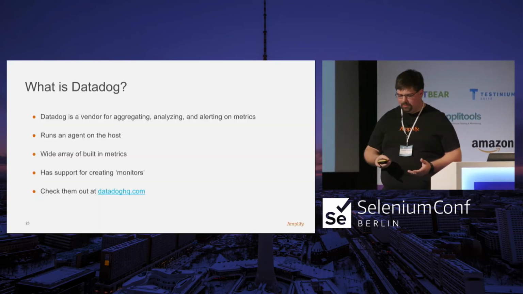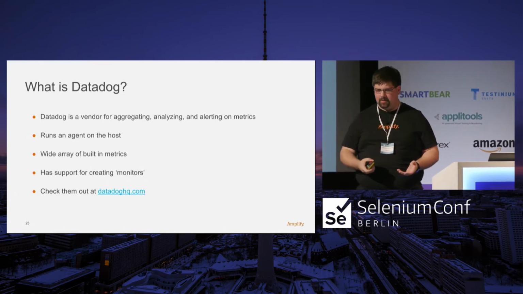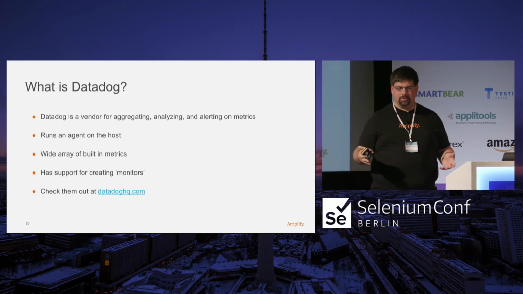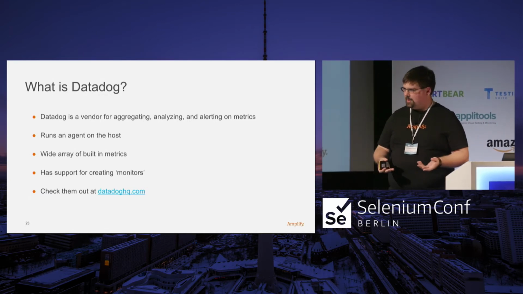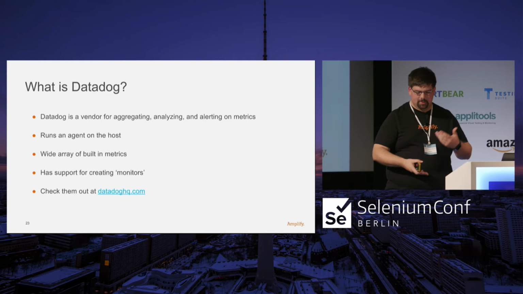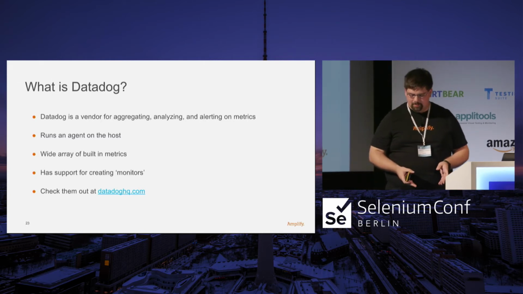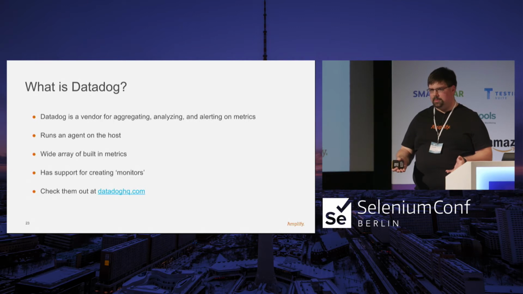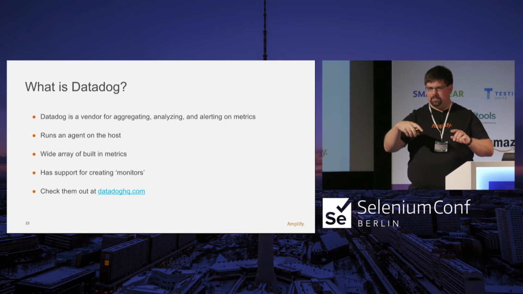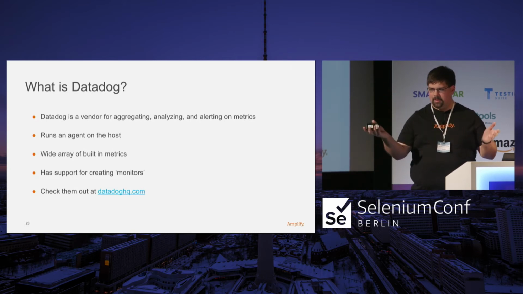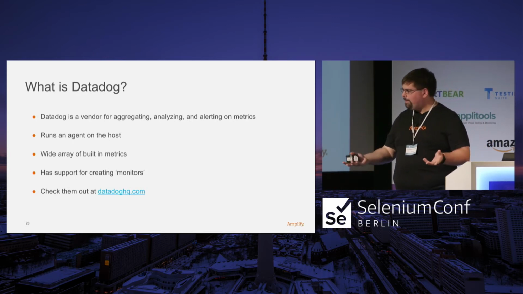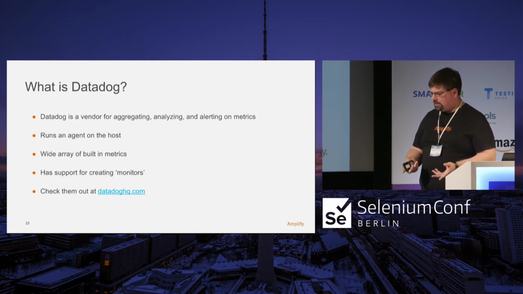So for Datadog, Datadog is a vendor for aggregating and analyzing metrics. Basically, the way they work for most people is they have a little agent you install on your instance. It supports just about every OS I've ever heard of. It has a tremendous amount of built-in metrics: CPU, disk, memory, all that fun stuff. They also have support for creating monitors. So what you can do is have a little query that says, if this metric meets this criteria, it's beyond 50% CPU usage, something like that, you can get alerts. You can get a webhook integration, you can get an email, you can get Slack, whatever you want. You can check them out at datadoghq.com. It's pretty cool.